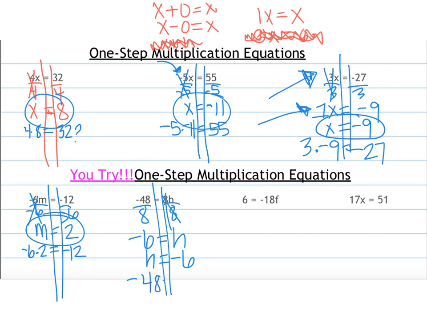Then I'm going to rewrite it exactly how it was up above. Negative 48 equals 8 times negative 6, which is negative 48. So then I end up with negative 6.